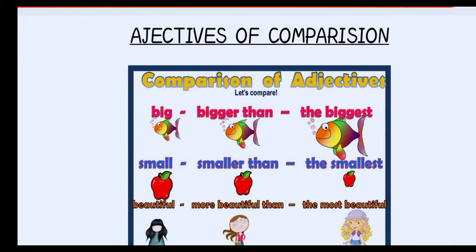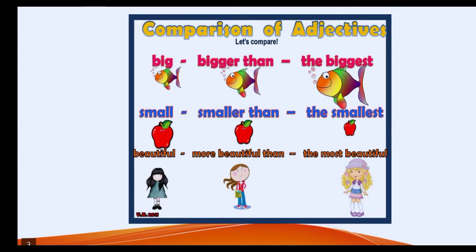Okay. Now, the second part is, if you look towards the third example, that is the girl, okay, then what it is stating: beautiful, more beautiful, most beautiful.